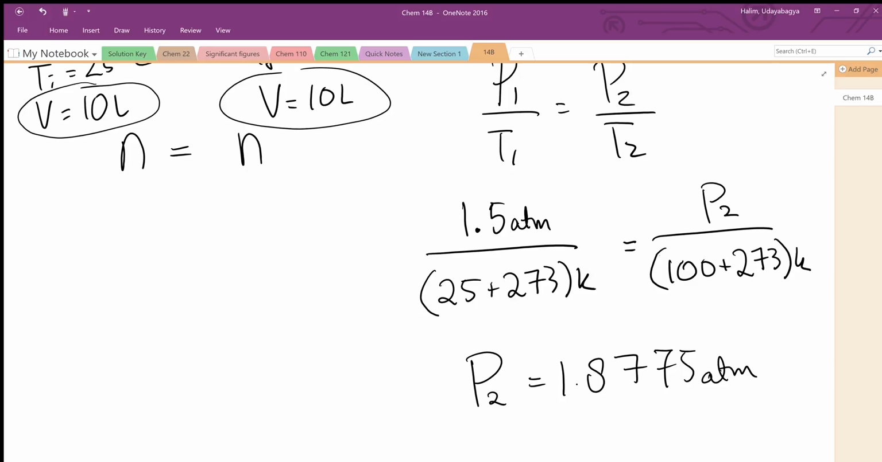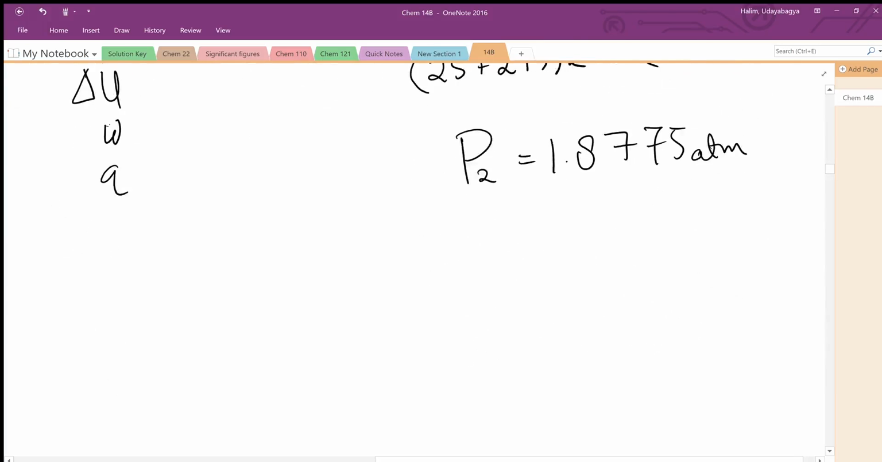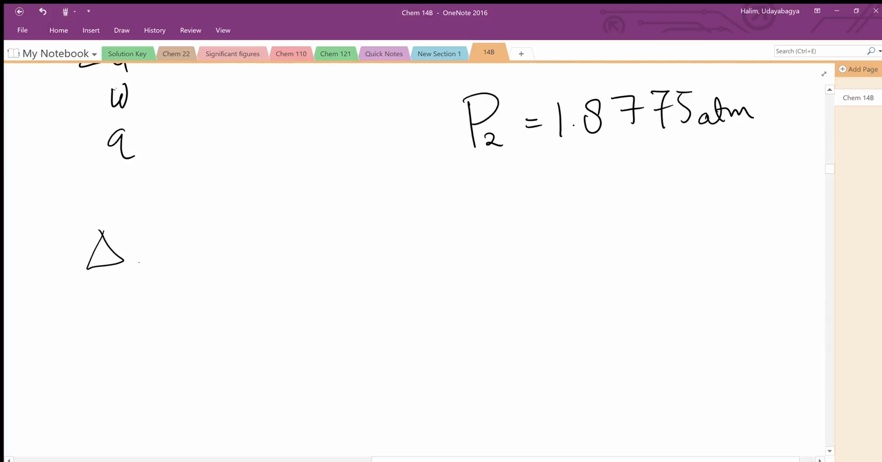All right, so that's the final pressure. Now, that's one of the questions. What is the final pressure? What is delta U? What is W and Q? So we've already figured out the final pressure. So in order to find out the change in the internal energy, the equation that we want to know is this is just equal to the number of moles times the heat capacity at a constant volume times the change in temperature.